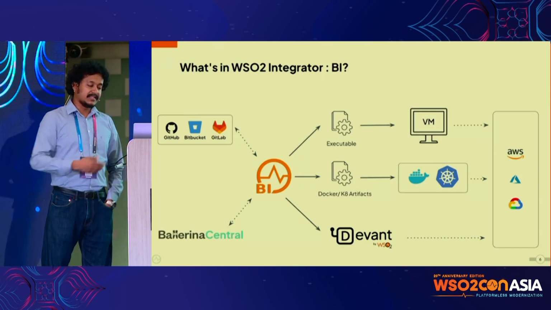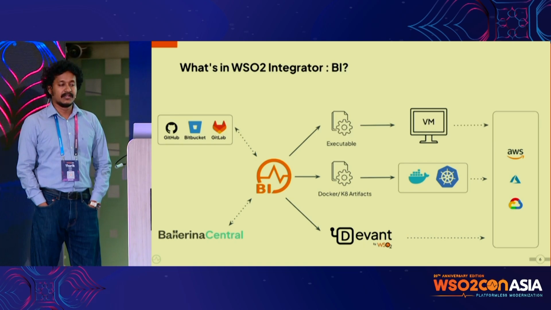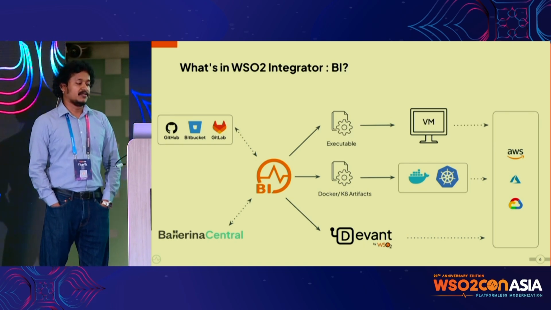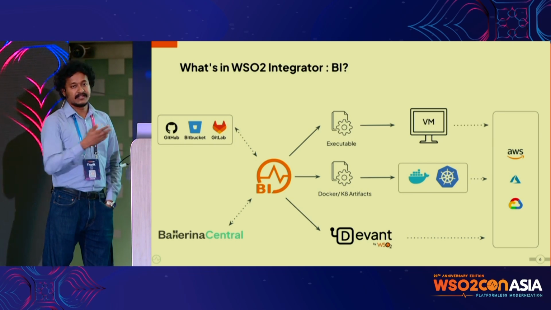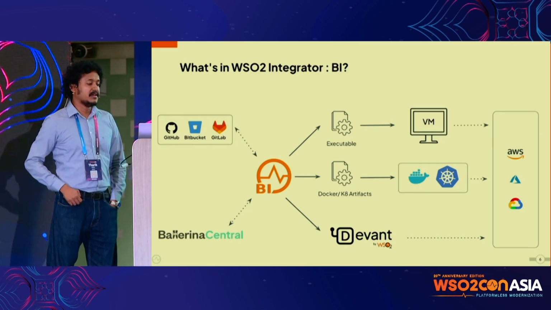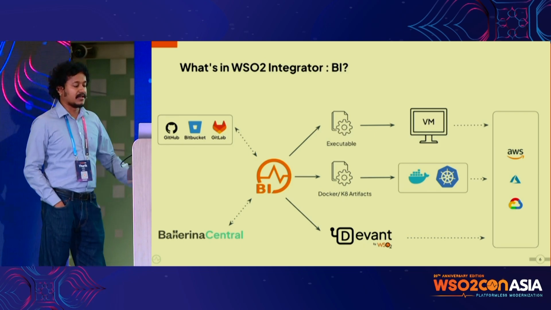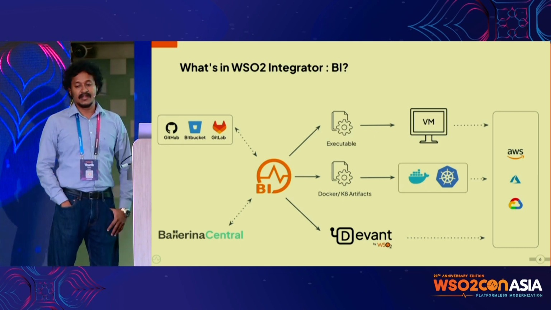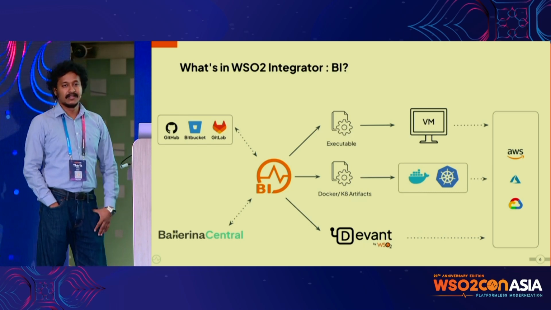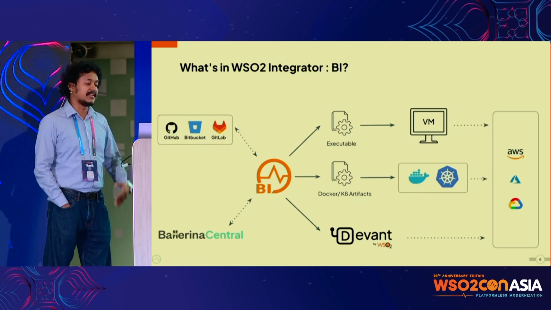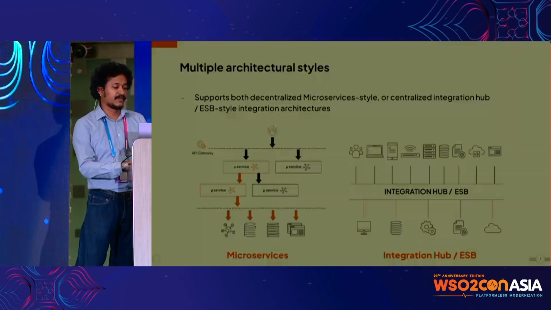BI is based on the Ballerina programming language, which is a language built for integration. When you develop the integrations, there will be source code, which is Ballerina source code, that can be committed and managed in GitHub, Bitbucket, or any other version control system. We also have something called Ballerina Central, which has 600 plus connectors. You can always use those connectors, and you can even produce libraries and push them to the central as well.